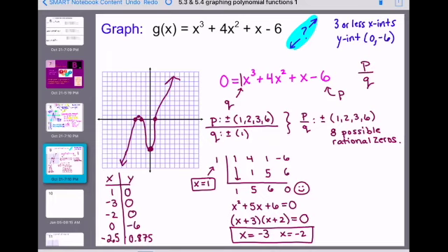You will only have a max and a min for even degree functions. So quadratics, quartics, 6th degree, 8th degree, those will have maxes and mins, but not odds. You will have local maximums and local minimums anywhere you have a turning point. So in this graph, you have a local maximum at negative 2.5 comma 0.75, and you have a local minimum at 0 comma negative 6.